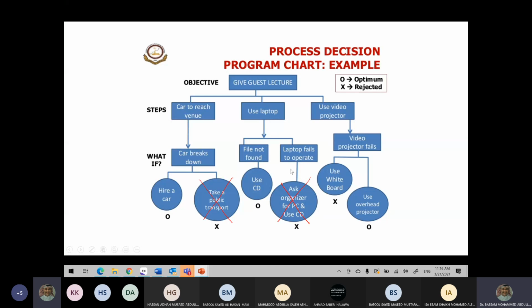So whatever, I'm just giving the examples. It's just an example, and this is why we are taking this example to understand the concept. So again, he can't reach the venue. We already said that you're going to hire a car if it breaks down. The guest lecturer is going to use the laptop, and we already said that we are going to use a CD to operate. If the laptop fails, there's no solution. In this case, they didn't put any solution for laptop fails, which is not accepted.